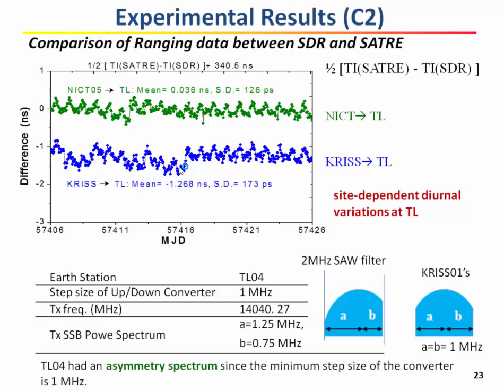And I will tell you some reasons that maybe can explain that. The TL station has some asymmetry in the spectrum, since we use the SAW filter to cut off the frequency. However, in our converter, the step is just 1 megahertz. So several spectrum parts will be cut off like this. So here maybe a reason causing the site-dependent diurnal.